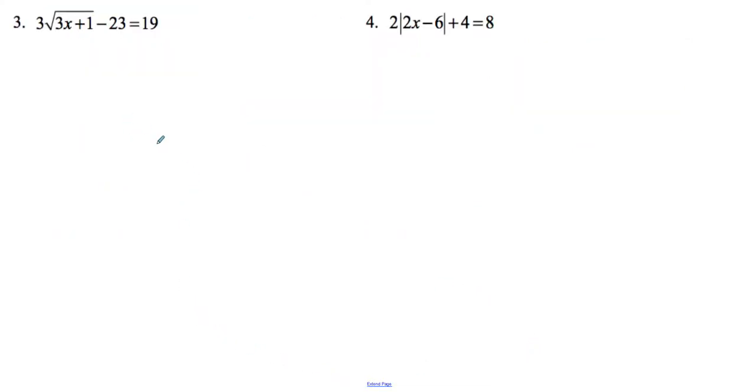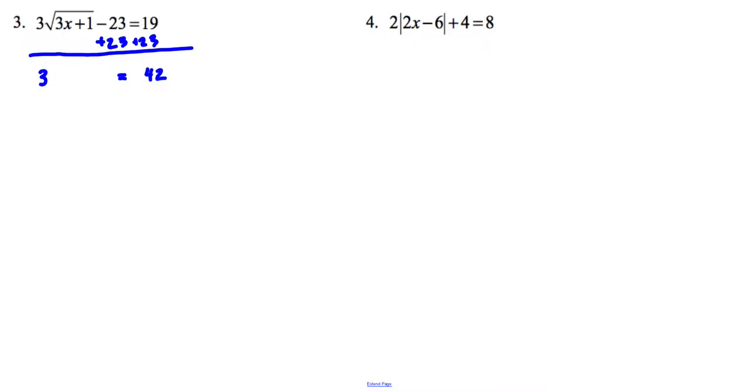Let's look at 3 and 4. Again, we've got x in grouping symbols, so we're going to have to get it out. The way we get it out there is to first isolate the grouping symbols. So if you have a square root or something in there, we got to get rid of what's either being added or subtracted to it, and then what's being multiplied or divided by it there. So let's go ahead and add 23. 19 plus 23 is going to be 22, 32, 42, I believe.